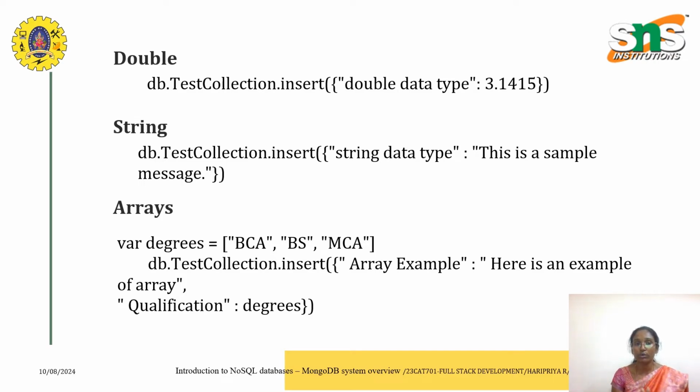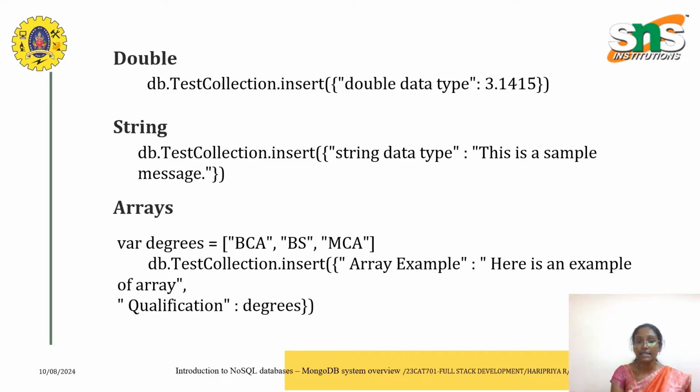Each and everything will change only in your keywords and in your values. So you have to check it over here. Here I change only for the double data type. Here I change the string data types. Here the array will differ from the numerical values. The array is a collection of some particular data in a single array.